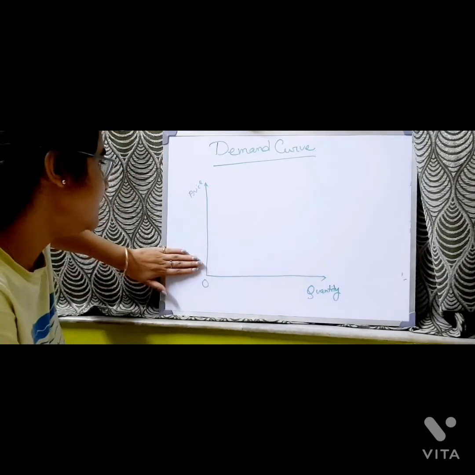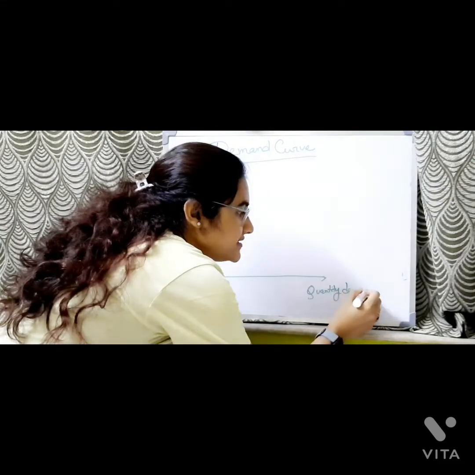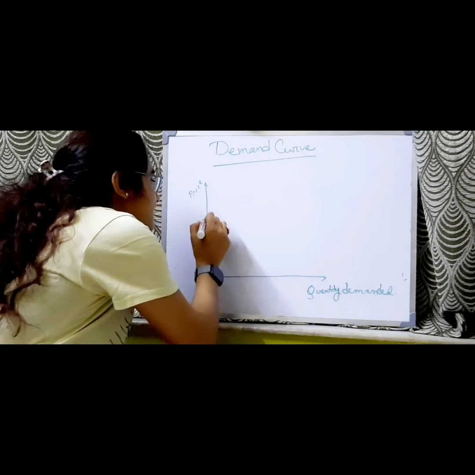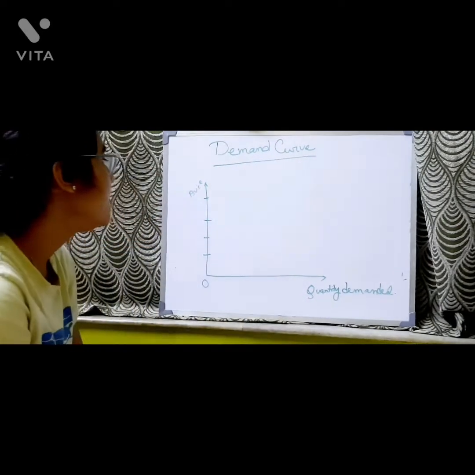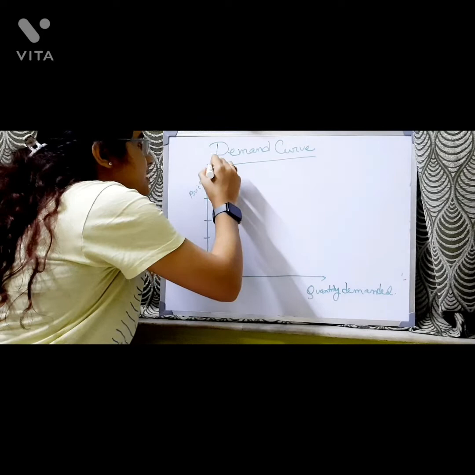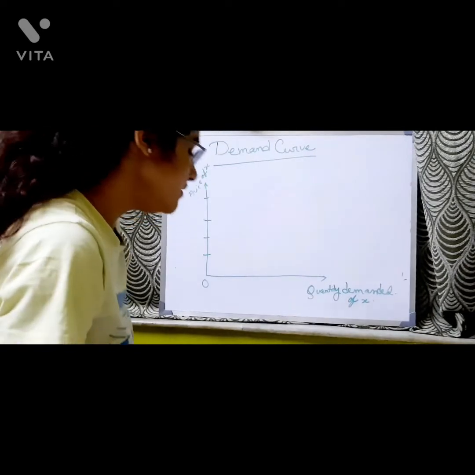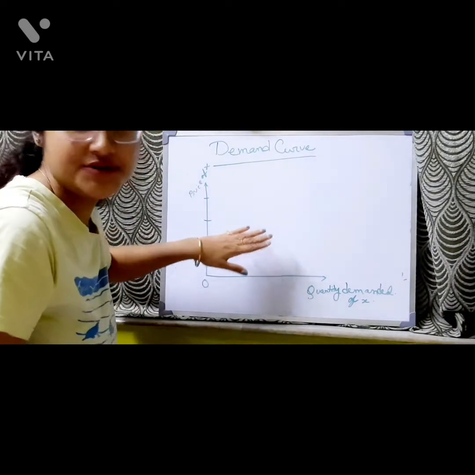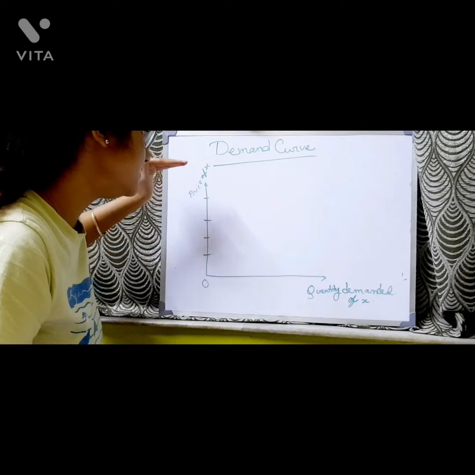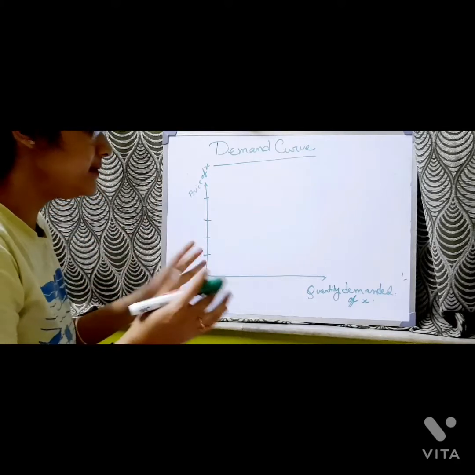We have plotted the price on the horizontal axis and quantity demanded on the vertical axis. Suppose this is the price of X and the quantity demanded of X. I'll be showing the individual demand curve here. In the case of a market demand curve, the prices of X, Y, Z will be the same for all the groups.